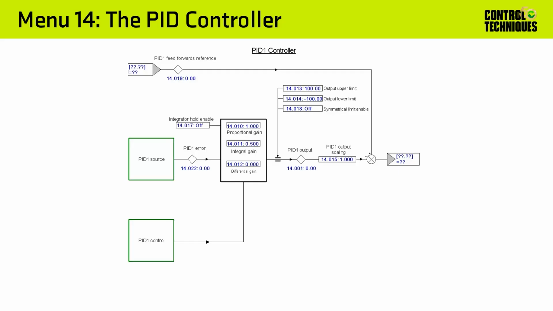The PID controller settings are found in menu 14. What you're looking at is the block diagram representation of menu 14 that is taken from the block diagrams view in Connect software. The rectangular boxes in this diagram represent submenus, and I can click on them to open those menus. I can also edit parameters directly by double-clicking on them. In the video that follows, I'm going to demonstrate how to configure the PID controller using this block diagram.